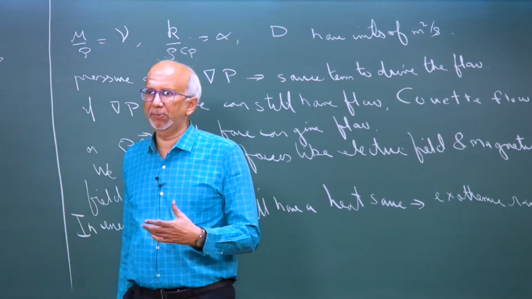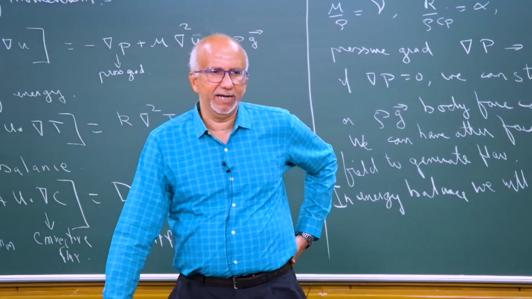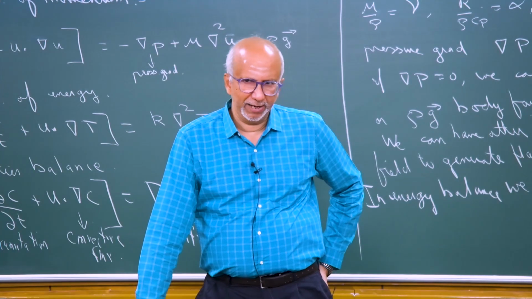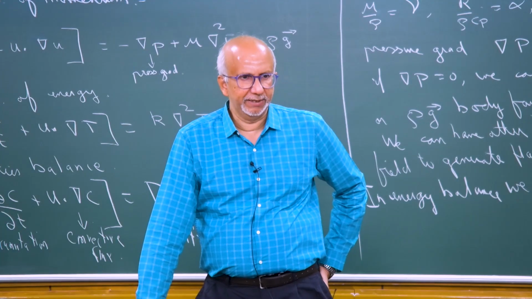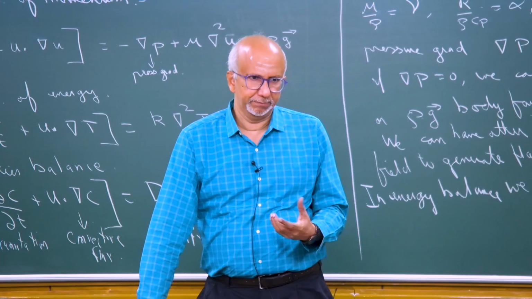So, if you have an exothermic reaction, you have to write that term as the heat of reaction, delta H, multiplied by the rate of reaction, Arrhenius kinetics. Okay, that could be one way by which heat is generated.